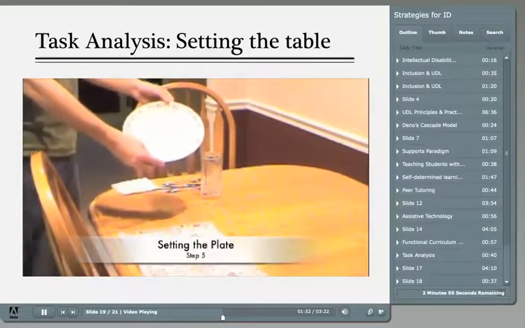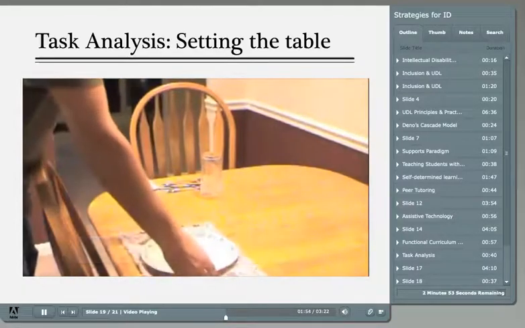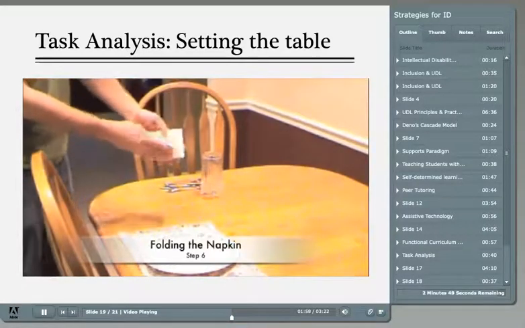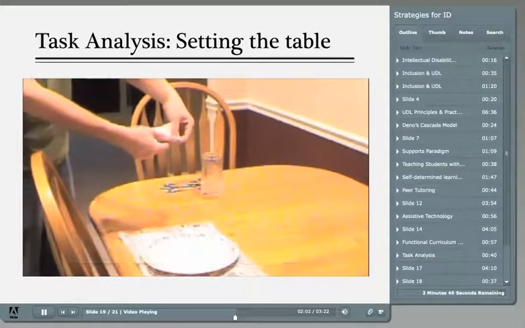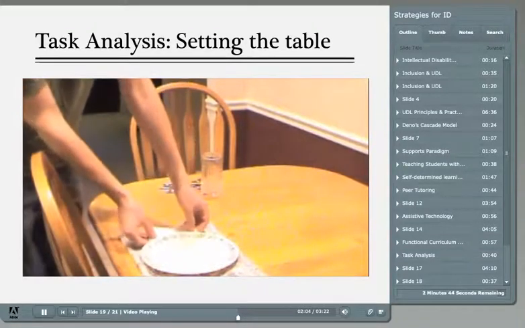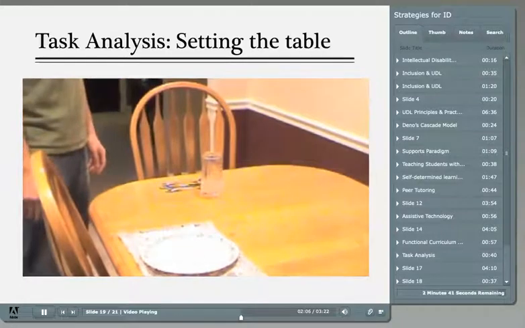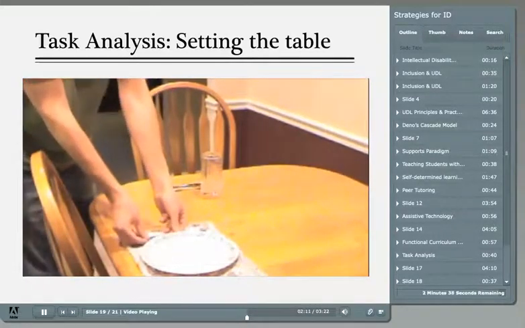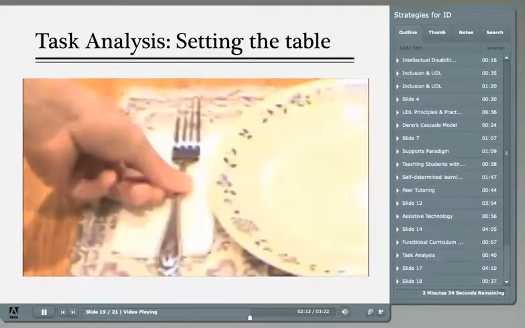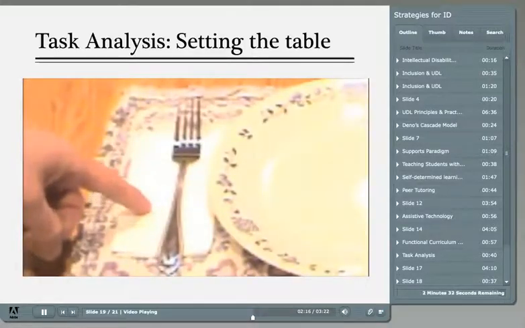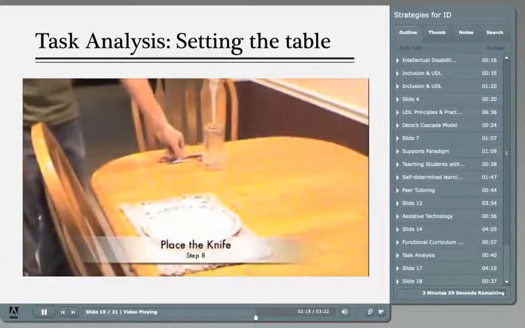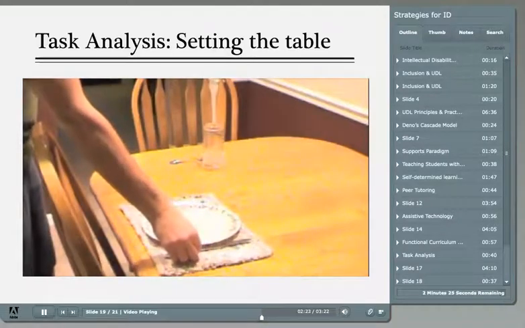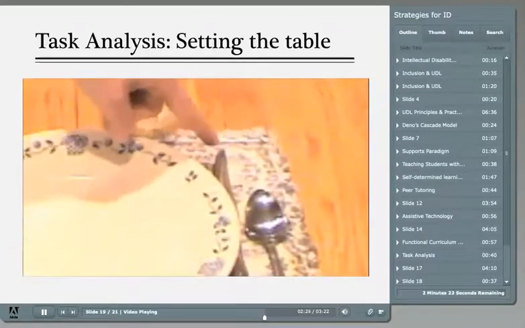Step 5. Take the plate and place it on top and in the center of the placemat. Step 6. Take the paper napkin, fold it in half, and lay it vertically on the left side next to the plate. Step 7. Take the fork and place it on top of the napkin on the left side next to the plate. Ensure that the prongs of the fork face the middle of the table. Step 8. Take the knife and place it on the right side next to the plate, so that the edge of the knife faces the plate.